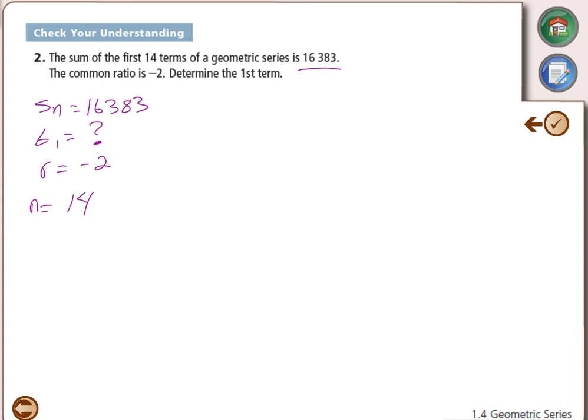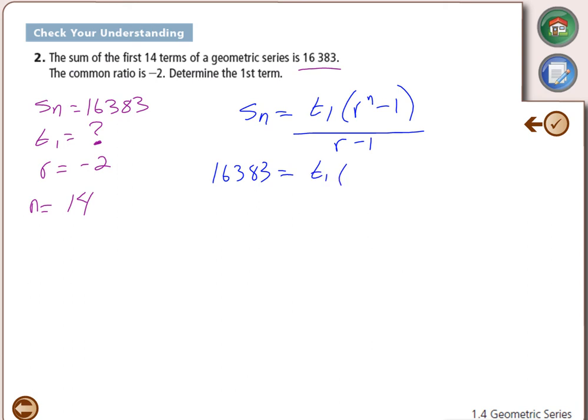Start with your formula. Sn equals T1 r to the n minus 1 over r minus 1. And fill her in. 16383 equals T1 negative 2 in brackets to the 14 minus 1 over negative 2 minus 1. Be very careful with brackets on this. I know where people are going to be making their mistakes, and it's right here. Let's take her step by step, working it through.